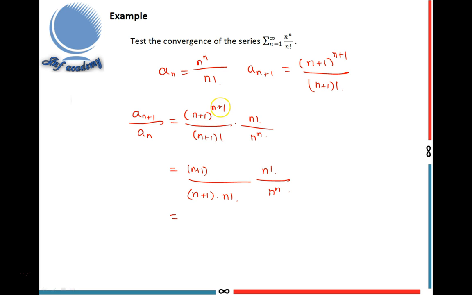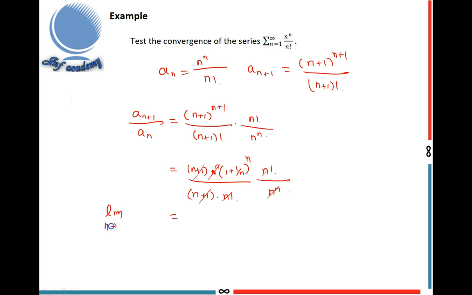I write (n plus 1) whole power n plus 1 as (n plus 1) into (n plus 1) whole power n. And then I write (n plus 1) whole power n as (1 plus 1 by n) whole power n and n power n. So finally the numerator is (n plus 1) into n power n into (1 plus 1 by n) whole power n. Here I cancel all the terms, n power n, n factorial, n plus 1. Finally I got (1 plus 1 by n) whole power n.